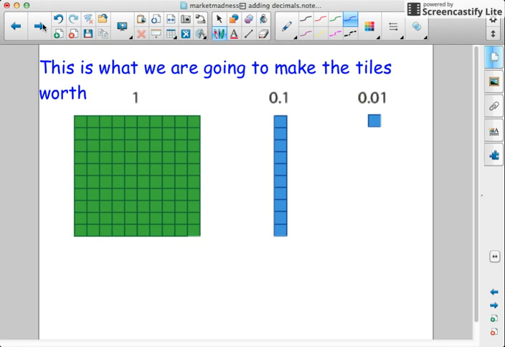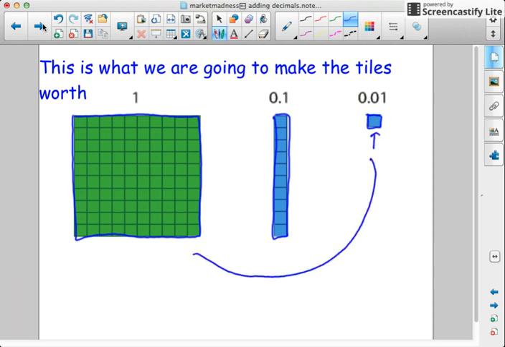Our base 10 blocks are going to represent different amounts now. Each square used to represent 1. Now, a big one here represents 1 whole. So we're doing decimals. This much represents 1/10 of the whole. And one of these little ones represents 1/100th of the whole, because it takes 100 of them to make a whole, or 10 of these to make 1 whole. So that's really important when we go to model these.